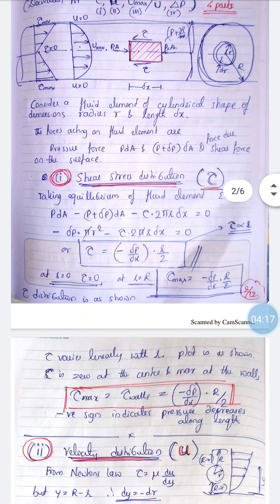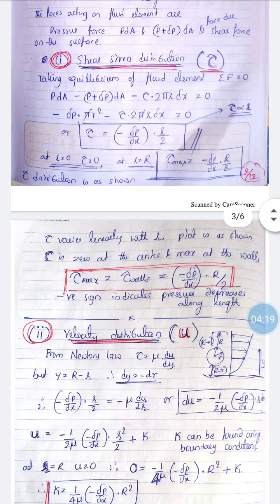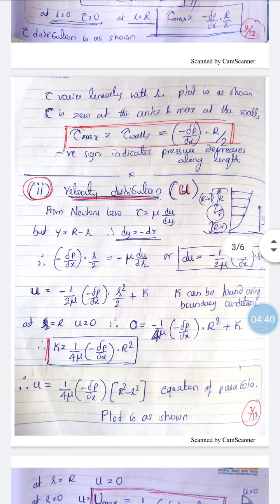So, if I put the limits of r, when r is 0, we can see that shear stress is 0, and when small r is capital R, the shear stress becomes maximum. So, tau max is minus delta p by dx into capital R by 2. One note is, do not separate the minus sign from delta p by delta x, always the pressure gradient is negative. So, let us keep that minus delta p by delta x in a bracket everywhere. That is the explanation written in the third page. Tau varies as r, tau max is minus delta p by delta x into R by 2.